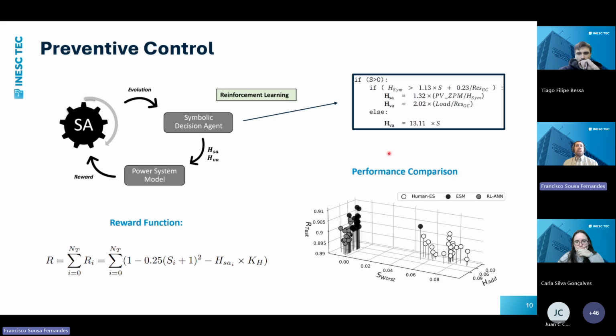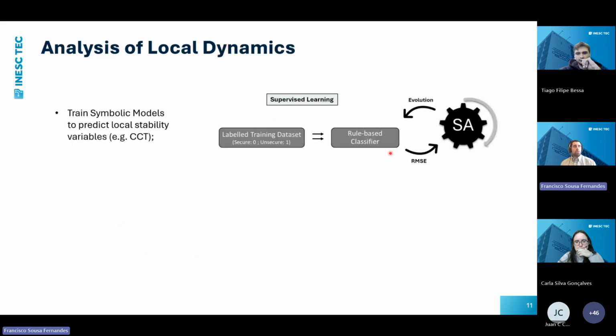Okay. At last, I would like to talk about the analysis of local dynamics. We can essentially tackle the problem similarly to what we did for security quantification. However, we need to use metrics. We want to do a regression of metrics that have a local nature, okay? The critical clearing time of generators is indeed a good metric for this, but there are many others, like some related to voltage stability. From the point of view of the learning, it will be the same. We will use the methodology with a labeled training data set.